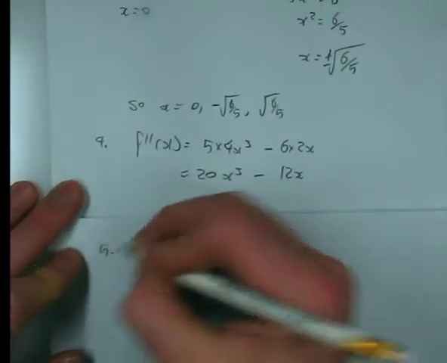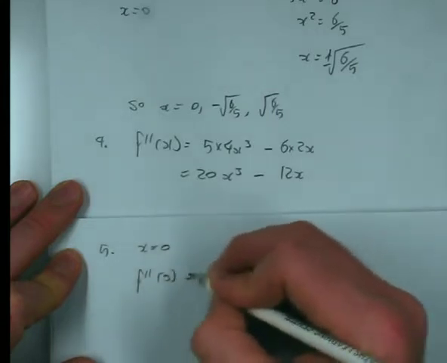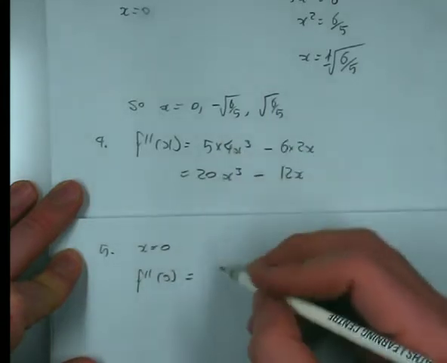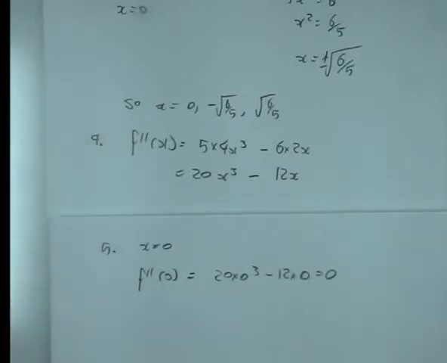So finally I'm going to have to sub that in. So if x is 0, f double dashed of 0 is 0, and I can't tell, right? Because this doesn't tell me anything. The second derivative being 0 tells you nothing about that point.